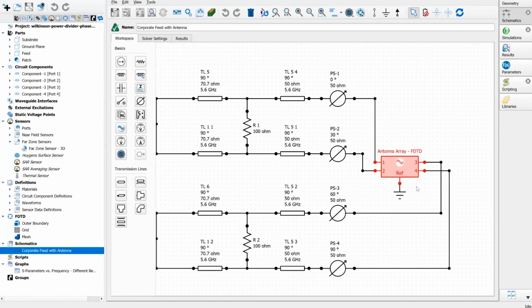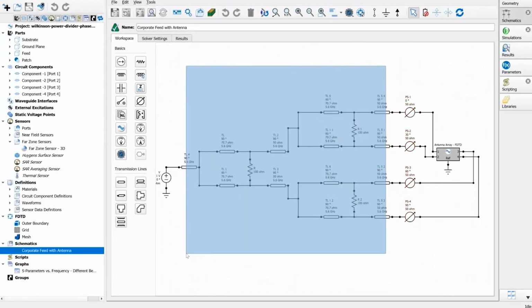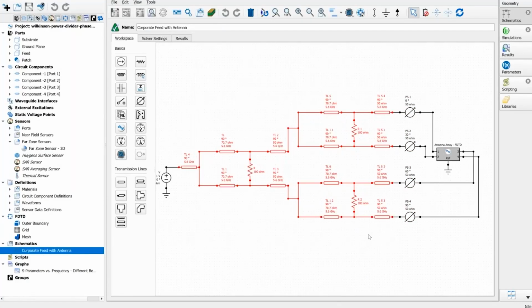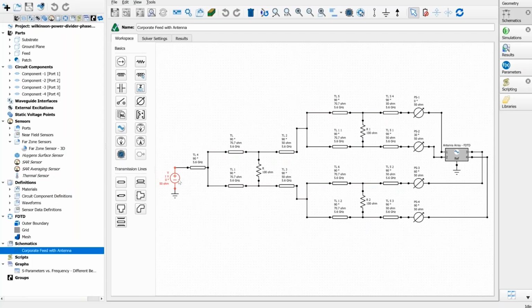So this is the FDTD block, the FDTD simulation that brought in that 4x4 S-parameter matrix. We then hooked up 4 different phase shifters, one to each, and then we put in a series of Wilkinson power dividers, which is our corporate feed network, and that brought it all back to our voltage source, port 1.